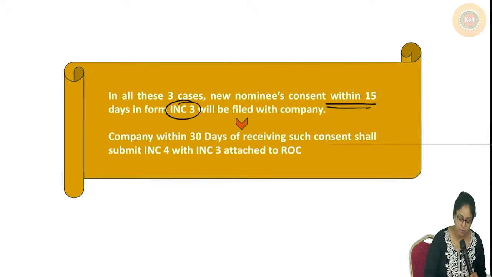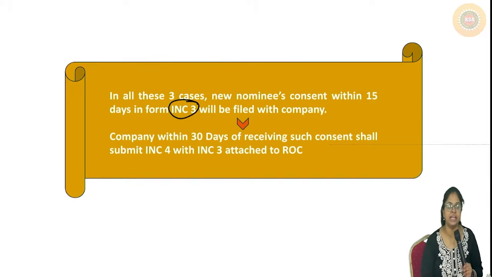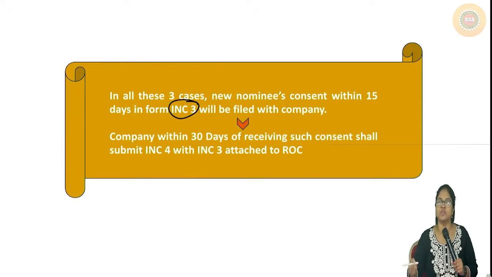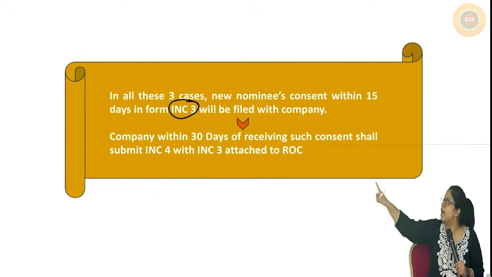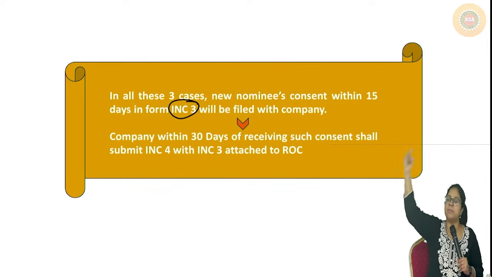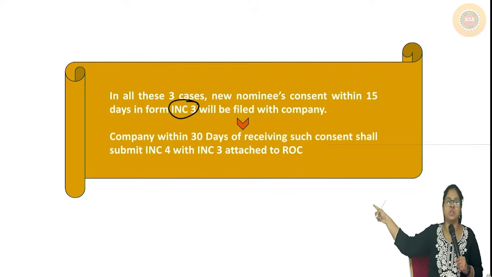Now, what is the form that we fill in case we want to change a nominee? That is called INC3. INC3 is that form where any nominee gives the consent saying that, okay, I agree to be the nominee of this one person company. So in case you are changing any of your nominee, within 15 days of that change, you fill the form and submit it to the company. The company will within 30 days submit it to the ROC. Are you able to understand the process?